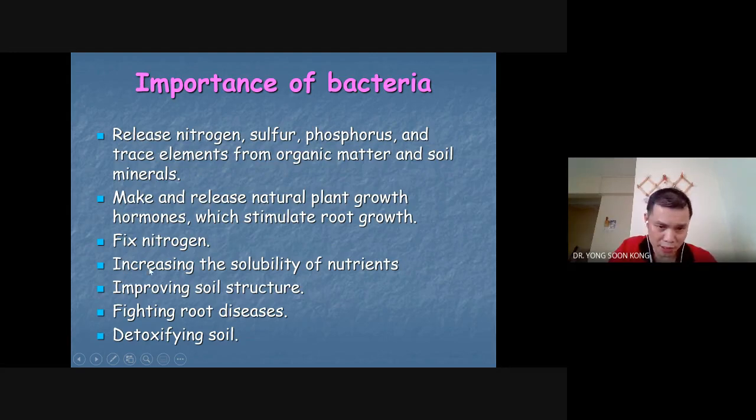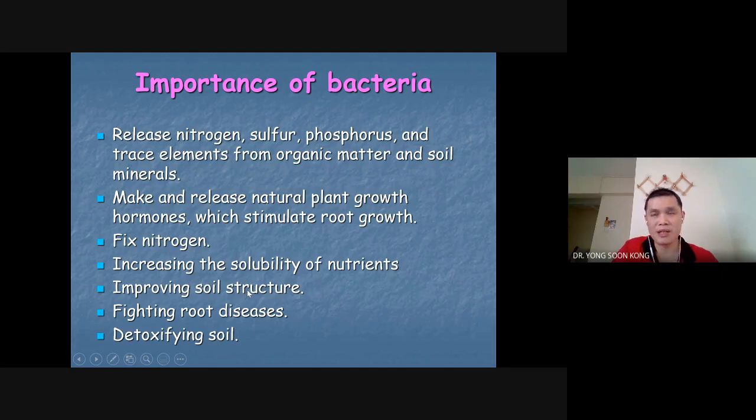Okay, point number 4, increasing the solubility of nutrients. This is similar to point number 1. Point number 5, improving soil structure. Now, this is quite strange, right? Because the only thing that we learned so far that improves soil structure is mostly earthworms. Earthworm is a major one. Sometimes arthropods, insects also can do it. But bacteria, how do they increase the structure?